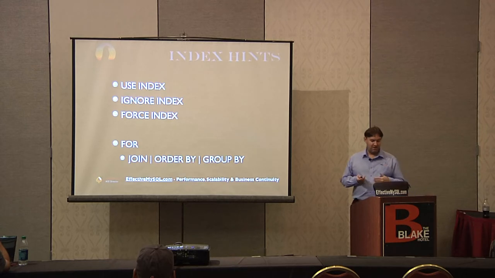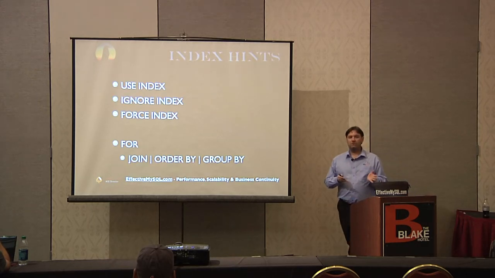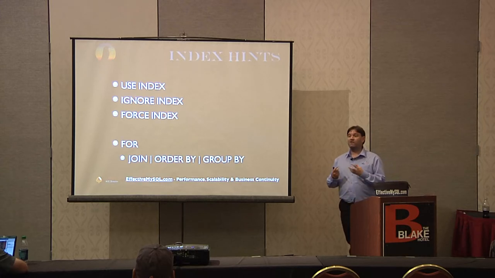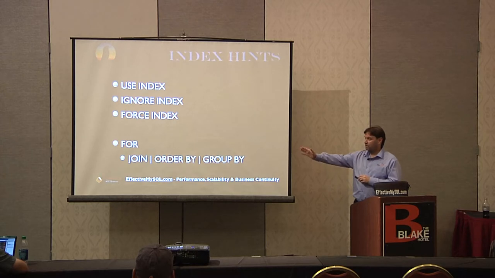I mentioned earlier there are some hints. These are things that you can use to give the query optimizer a hint to say, I want you to do this. And there are certain types of general hints on indexes. You can say, I'd like you to use this index. I'd like you to ignore this index, or I really, really want you to use this index. And as I mentioned before, indexes are used in the join, order by, and group by. You can say, I want to use it in one particular type or the other.